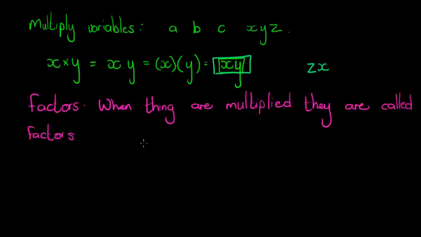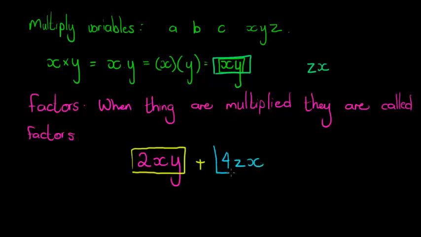So in a term, let me write out a fuller example: 2xy. This whole expression is called a term. And if I was adding something else to it, let's say I'm adding 4zx, then I've got another term. Now these are unlike terms because they don't have the same factors. The variable factors are what determine whether something is alike or unlike.